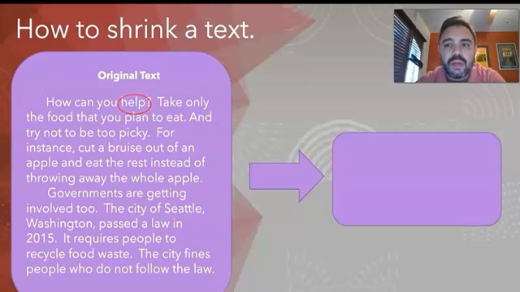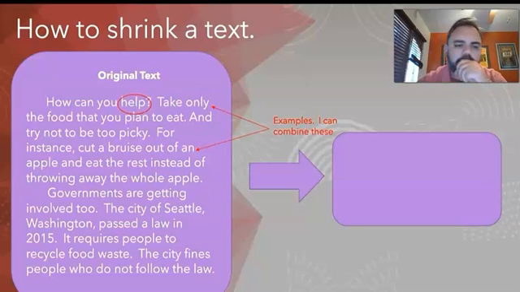The next thing I want to do is see if any of the details have anything in common. I want to identify similarities between some of the details that are in the bodies of my paragraph. So I look here: take only the food that you plan to eat, not be too picky, cut a bruise out. Well, these are examples of how I can help. So I see that these three sentences are all about making good choices when I buy food. So I'm going to combine some of that, and we'll see that in a minute.